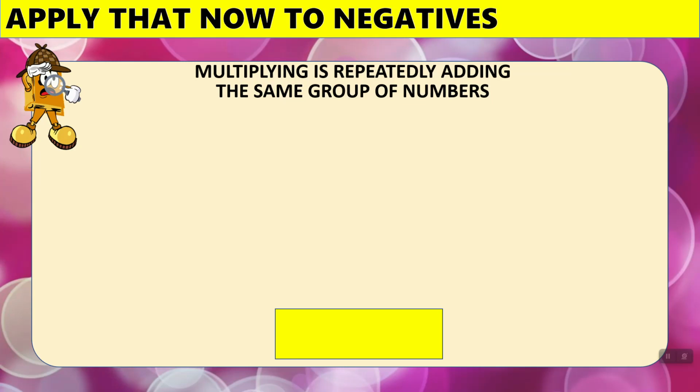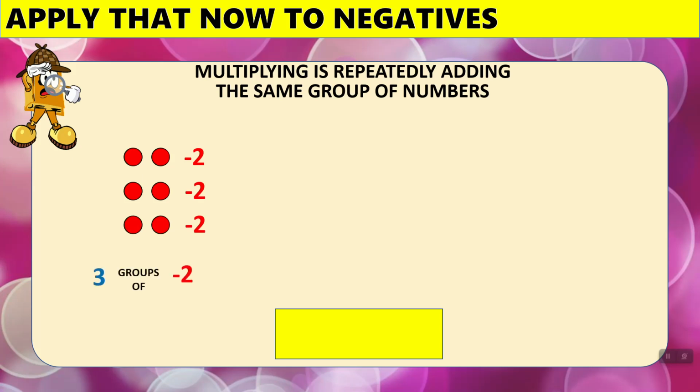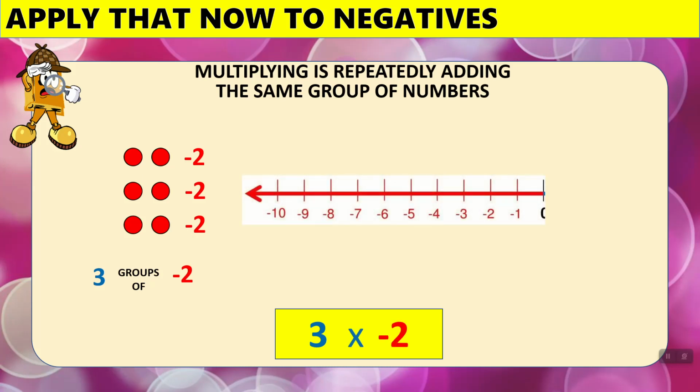Remembering multiplication is the same as repeatedly adding the same group of numbers. Here, in the red circles, we will say that those are negative numbers. So this is negative 2. And here is, again, a set of negative 2. And here is a set of negative 2. Altogether, we have 3 groups of negative 2. Let's see how we would write that out as a multiplication problem. 3 multiplied by minus 2 gives us, on the number line, let's take a look.